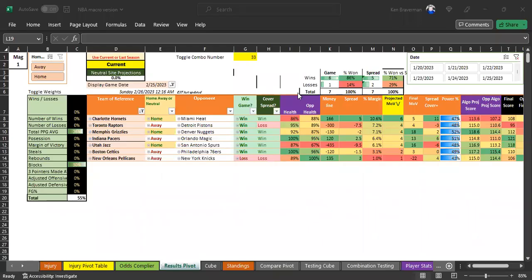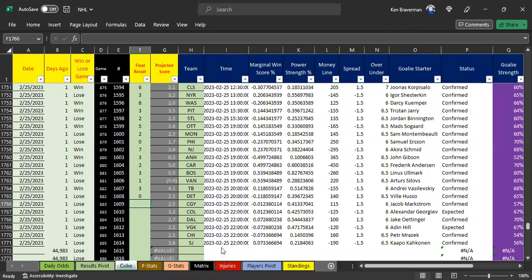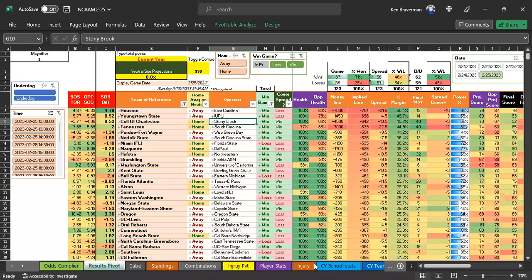Hey everybody, it's super early, 12:18 a.m. on Sunday morning, February 26th, but we're going to talk about Saturday, February 25th, and three sports algorithms: the NBA algorithm, the NHL algorithm, which we'll do at the end, and the college basketball algorithm in depth.